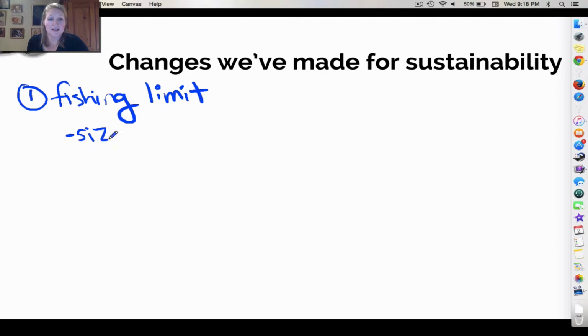There are size limits. If you're a fisher person, you know that there are size limits. You can't catch certain types of fish under 6 inches or 8 inches. I'm not sure. So we limit the size of the fish that can be caught.